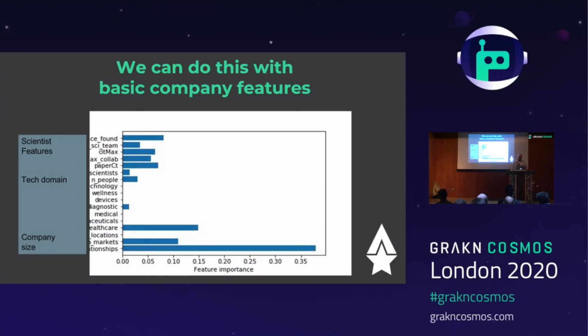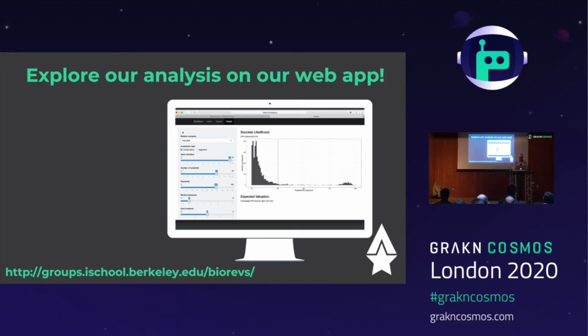And we can use this plot that's just feature importance, right? You can see the rough analysis of what these features are. So we've got scientific features, tech domain features, and company size. It turns out that the relationships in the company feature is really important. So perhaps it's really important that we have information about relationships. Okay, so you see that analysis.